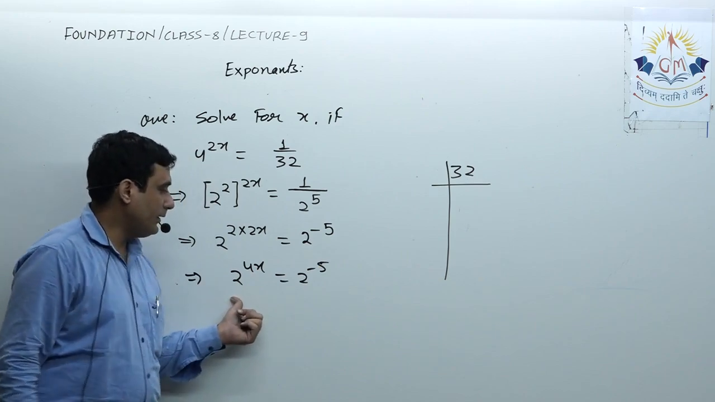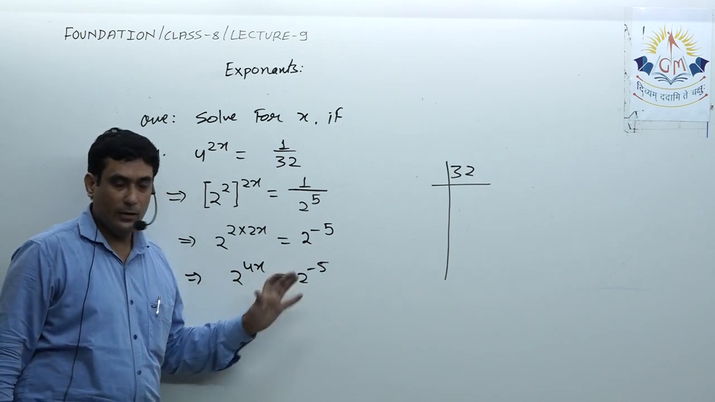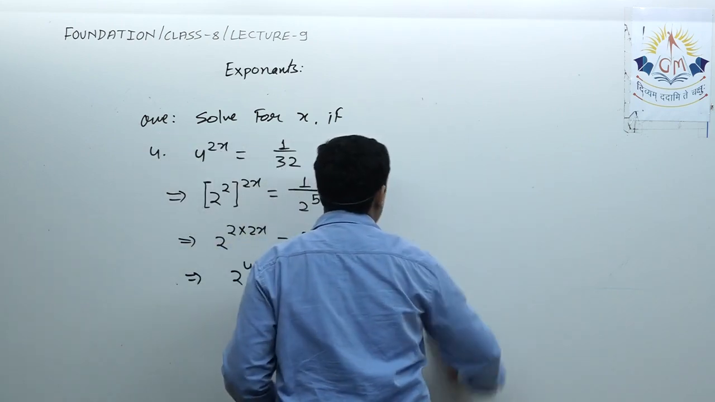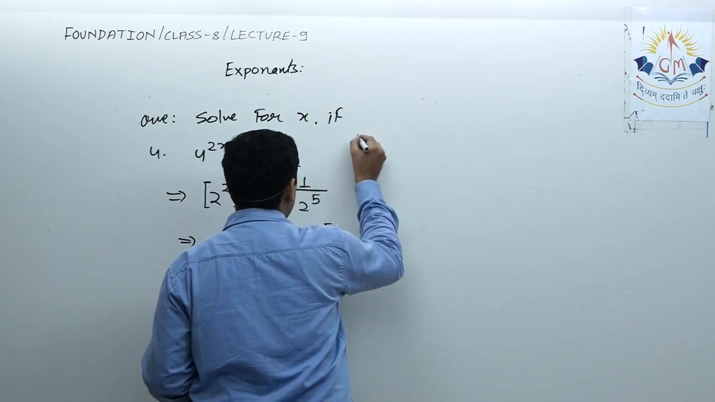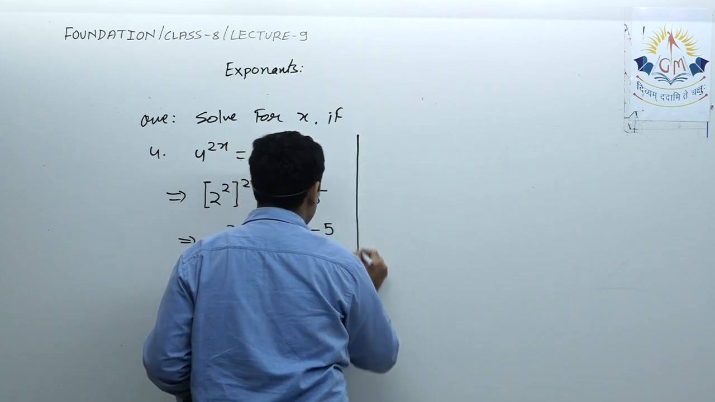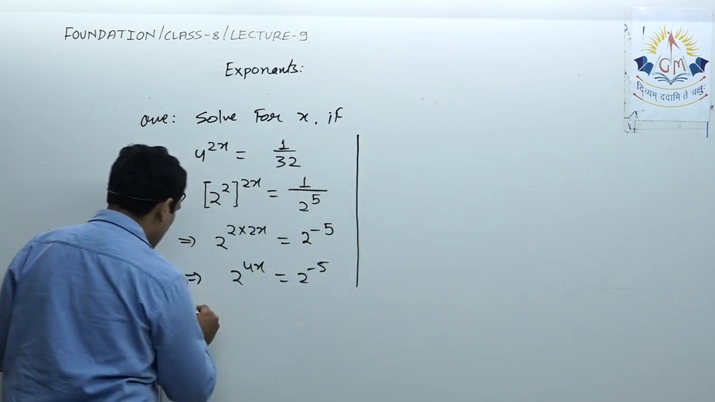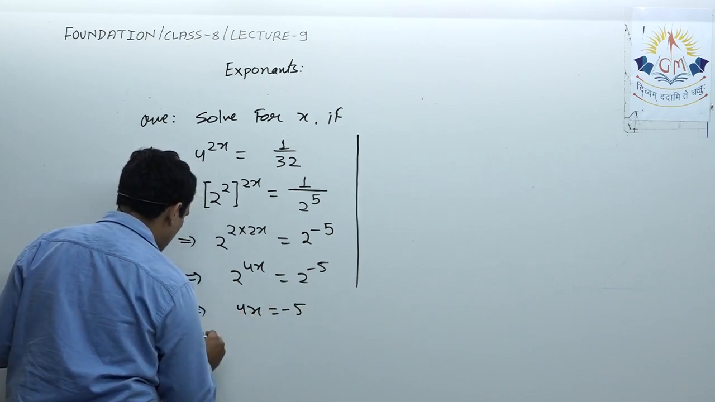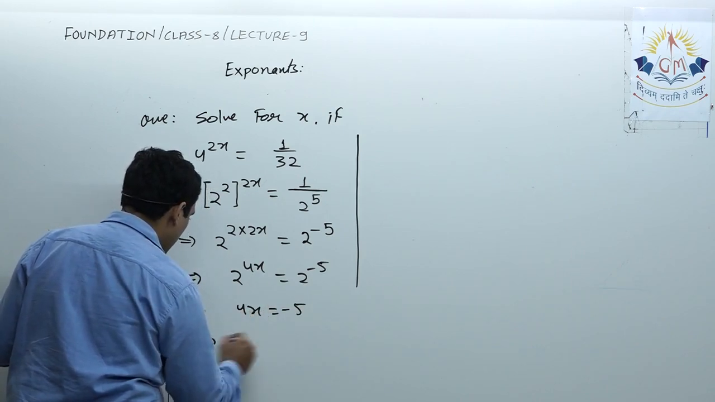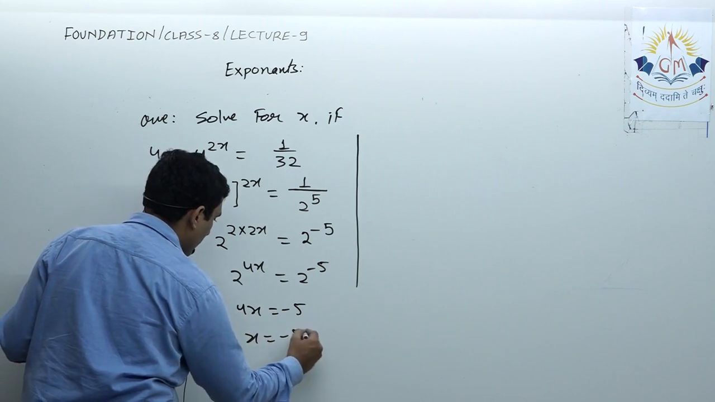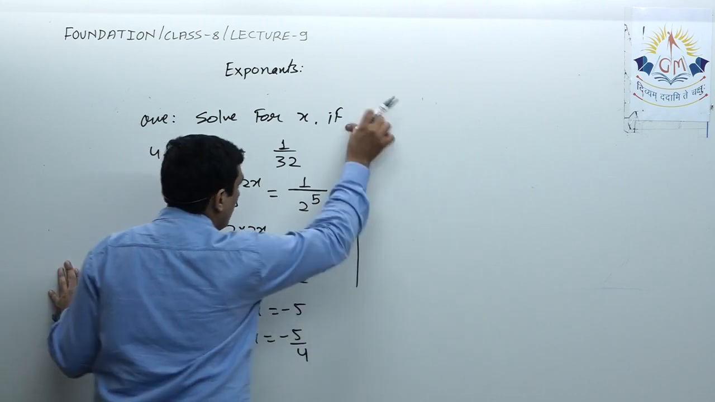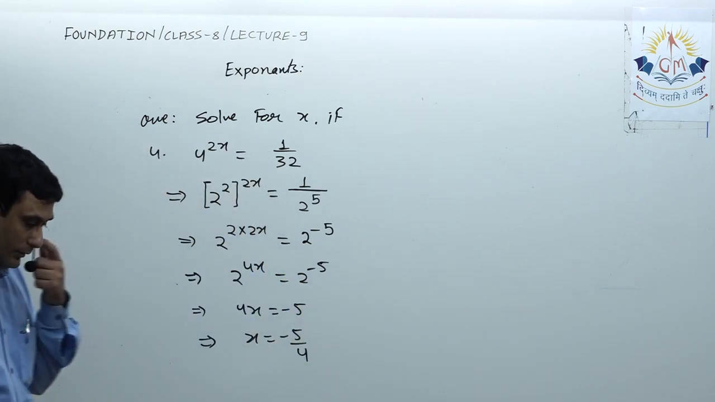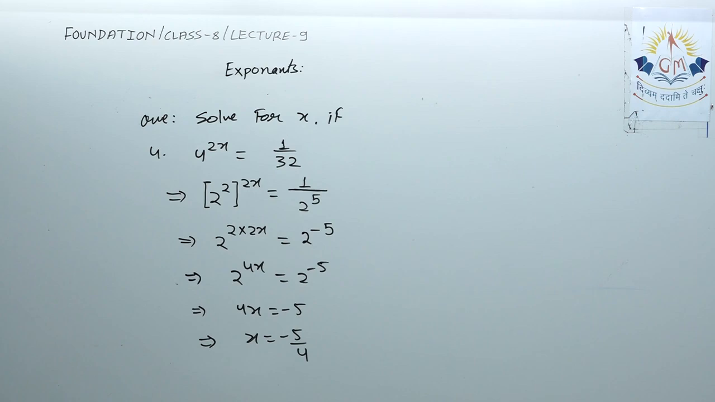Base on the left side is 2, base on the right side is also 2. As the bases are same, now definitely I can say their powers must be equal. So here I can say therefore 4x is equal to minus 5, and hence I can say x is equal to minus 5 upon 4. So that is my final answer. Please note it down, then we'll see the next question.